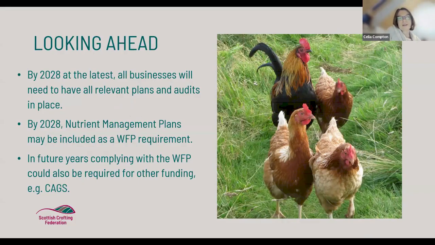Possibly a nutrient management plan may be required by then. And in future years, it is possible that complying with the whole farm plan might be required for other funding, such as CAGs. As I say, at the minute, it's just for basic payments and greening and for the FFIS fund, but in the future, it may be for other funds. So it's not something you can ignore, even if you don't claim basic payment.